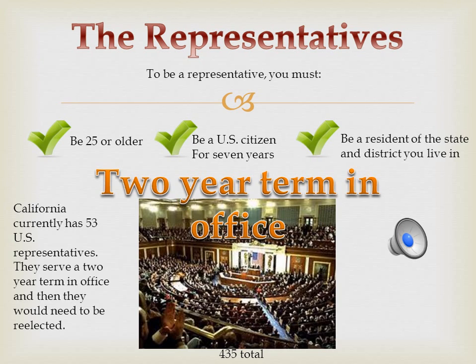There are some requirements to be a representative. The first, of course, is to be voted in. But the only way you have a chance to be voted in is you must be 25 years old. You must be a U.S. citizen for at least 7 years. And you have to be a resident of the state and district you live in. Now, in the next slide, we'll talk a little bit about what I mean when I say district.